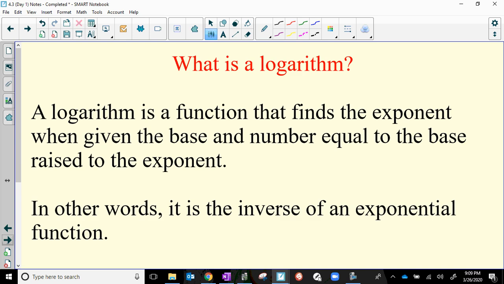So what is a logarithm? I know we studied them in Algebra 2, but a lot of times students after Algebra 2 really don't know what a logarithm represents. They're just so busy trying to understand the calculations. A logarithm is a function that finds the exponent. So a logarithm is equal to an exponent. In other words, a log is an exponent.